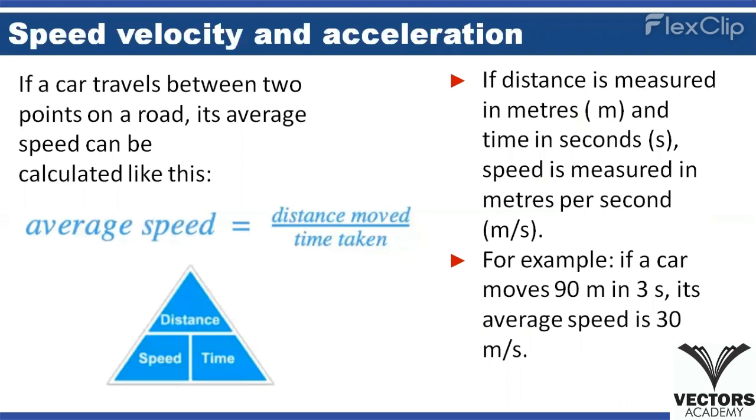Speed, velocity, and acceleration. If a car travels between 2 points on a road, its average speed can be calculated by the given formula. Average speed is equal to distance moved upon time taken. If distance is measured in meter and time is measured in second, speed is measured in meter per second. For example, if a car moves 90 meter in 3 seconds, its average speed is 30 meter per second.